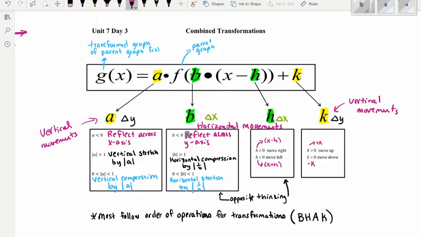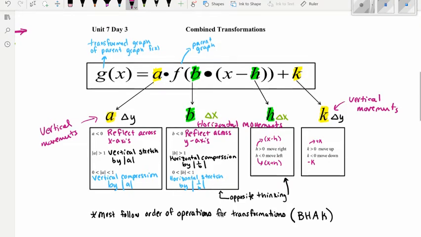So make sure to write in each of these different transformations that we have. So we just talked about when a is less than 0, we reflect across the x-axis. When our absolute value of a is bigger than 1, it's a vertical stretch by the absolute value of a. And when it's in between 0 and 1, it's a vertical compression by the absolute value of a. So if you need to pause the video to write these down, go ahead and do so. And then unpause when you're done.